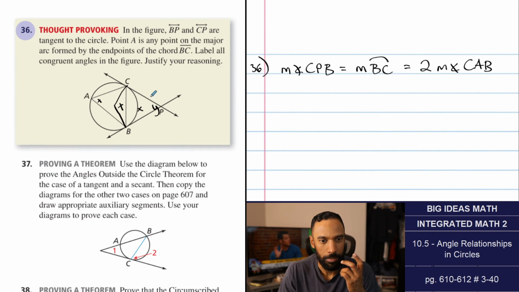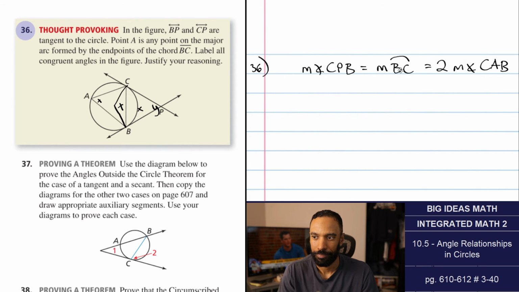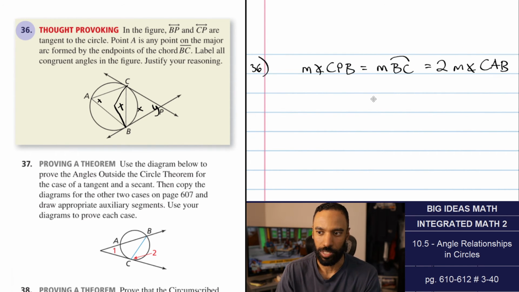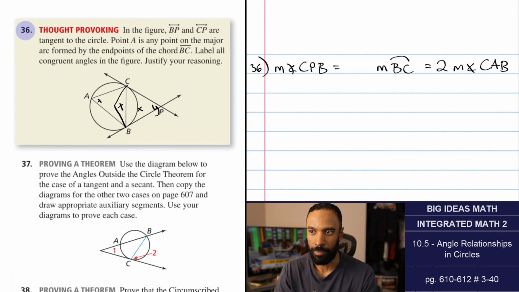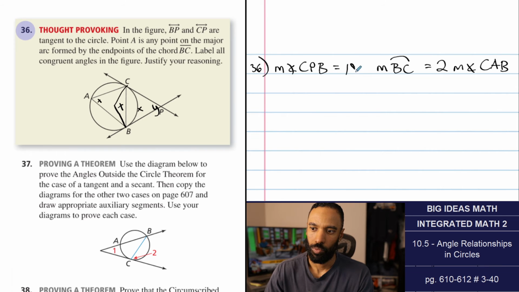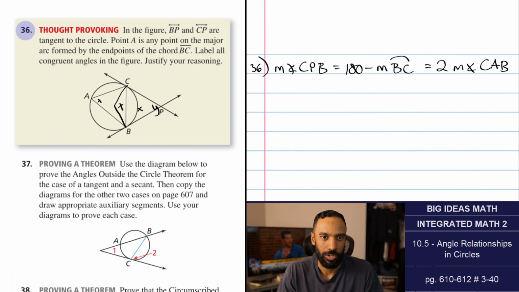It takes two CABs to equal this. It takes 180 minus... Oh, I'm sorry. It doesn't equal the measure of arc BC. It's 180 minus the measure of arc BC. Let me fix that then. I've never seen these problems before. So it's not the measure of arc BC. It's 180 minus the measure of arc BC. All right, so there's that. Those are two things in one. That didn't really do too much for me just yet.